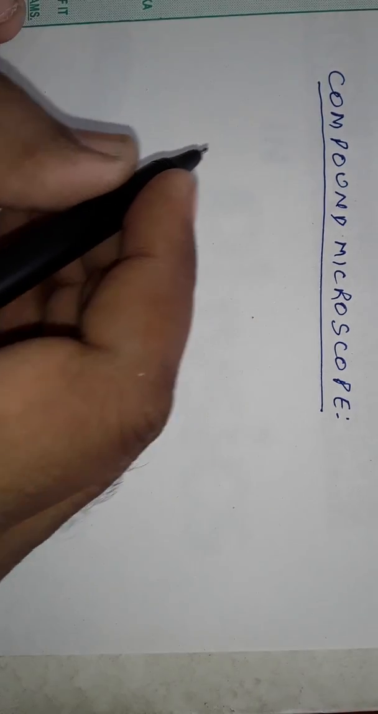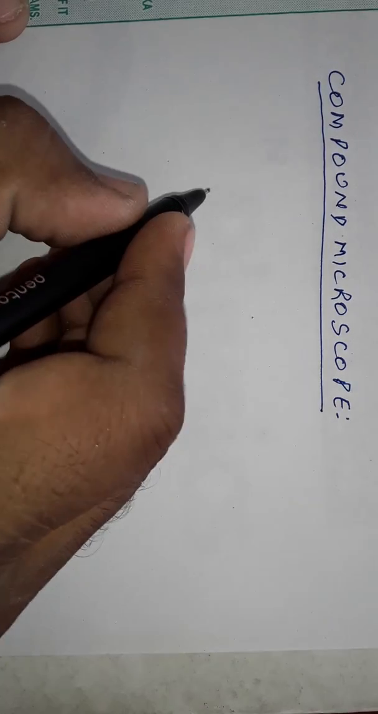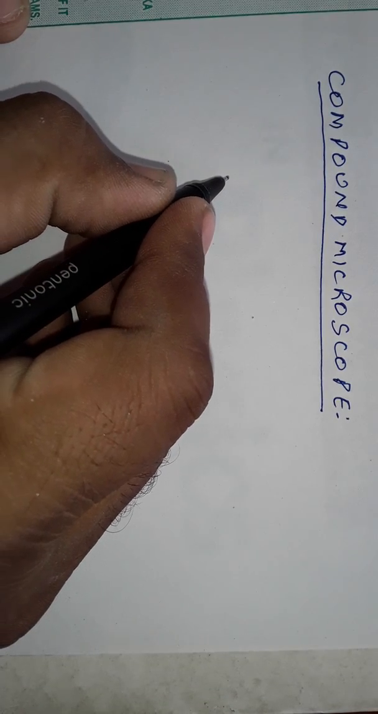Today we will discuss a topic that is compound microscope. It is a device which is used to see the very minute objects, very small objects. It is used in a lab to see the biological specimen or very other small objects. The construction of the compound microscope is that it consists of two convex lenses.